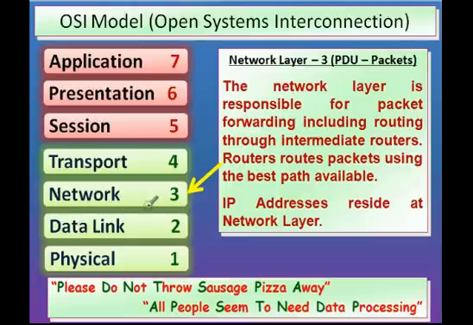The next layer, network layer, layer 3. Its PDU is packets. The network layer is responsible for packet forwarding, including routing through intermediate routers. Routers route packets using the best path available. IP addresses reside at the network layer. This layer is also an important layer, and it requires 2 or maybe 3 videos dedicated only to the network layer, where IP addresses reside. IP addresses, a huge topic.